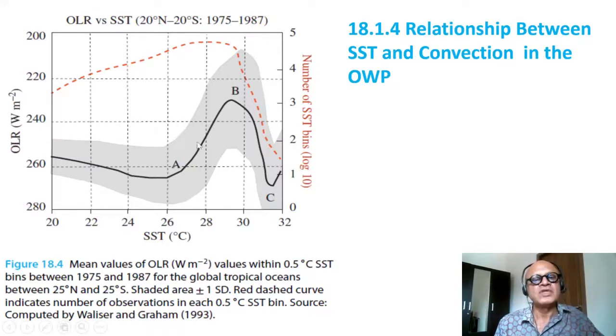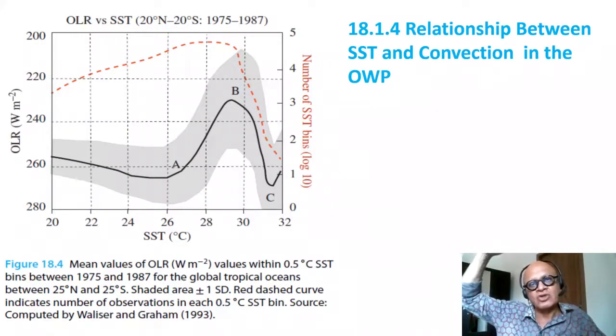But we know that OLR is also small where convection happens. So the axis is reversed, so you have to be careful. These are relatively high numbers. Once you reach a certain threshold of 27.5 or so, there is a rapid decrease in outgoing longwave radiation, which corresponds to deep convection, clouds, cold cloud top temperatures, and lowered outgoing longwave radiation.